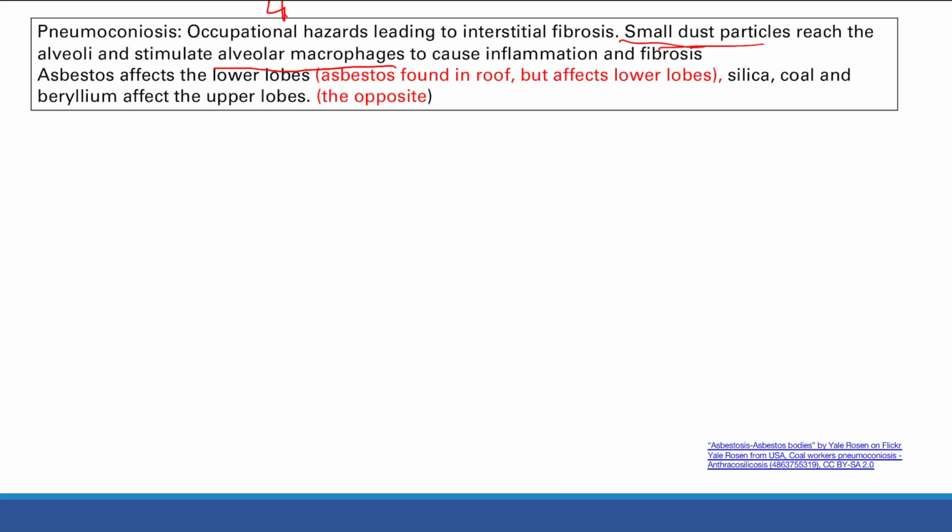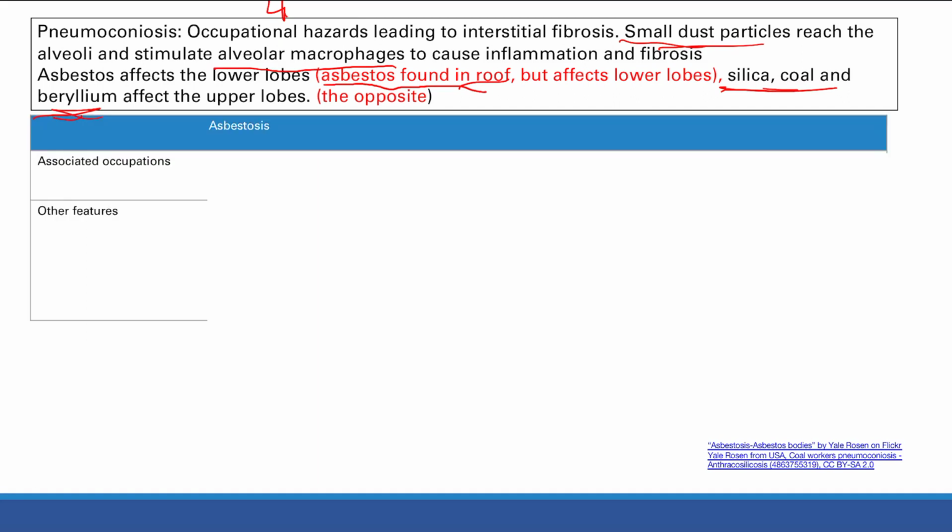Asbestos is going to affect the lower lobes. So the way you remember this is asbestos is found in the roof, but it's the opposite. It affects the lower lobes, and then the other ones are all the opposite. Silica, coal, and beryllium affect the upper lobes. Okay. So just remember, asbestos is in the roof, but it affects the lower lobes, and then the rest is just the opposite. They affect the upper lobes.